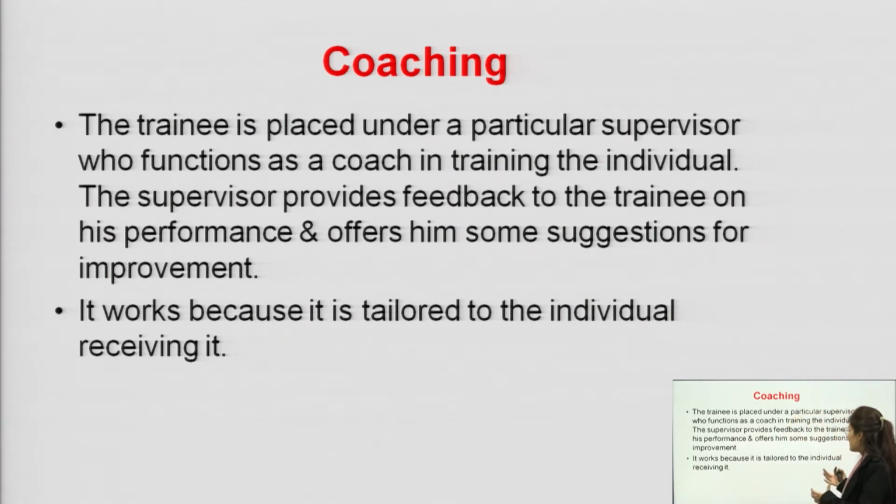It is a tailor-made method. Why do we call it tailor-made? Because here the immediate supervisor treats the individual according to the person's grasping skills or ability. The supervisor changes the technique of teaching on the basis of the individual, so it varies from individual to individual. That's why coaching is tailor-made, and it totally depends on the individual receiving the training.